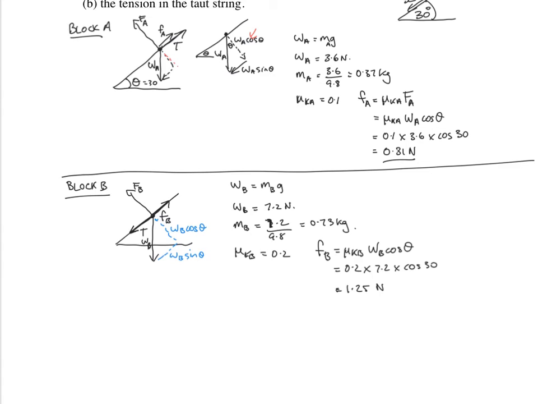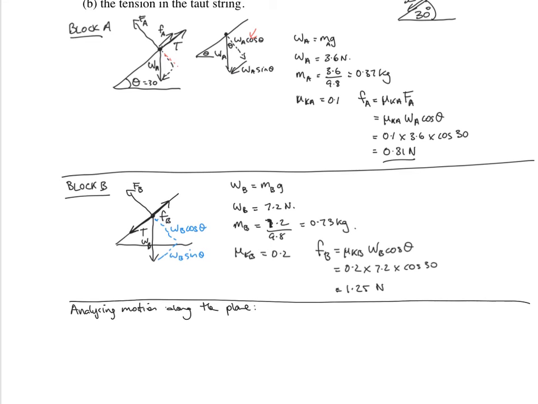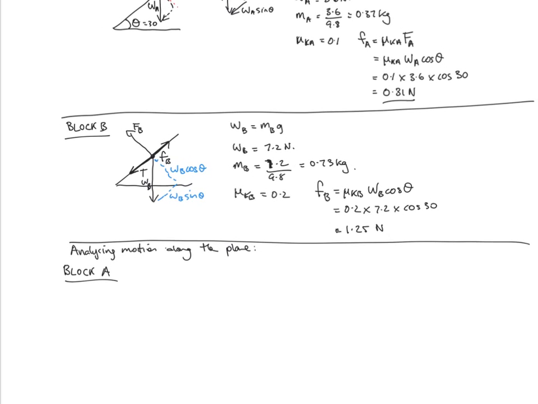But first of all, we have to start looking at the motion, because we want to find the acceleration along the plane. So we're going to have to look at the motion in that plane. So analyzing motion along the plane. Well, for block A, let's just look at the horizontal, although that motion in that direction, we can draw another force diagram, a separate force diagram, which looks something like this.